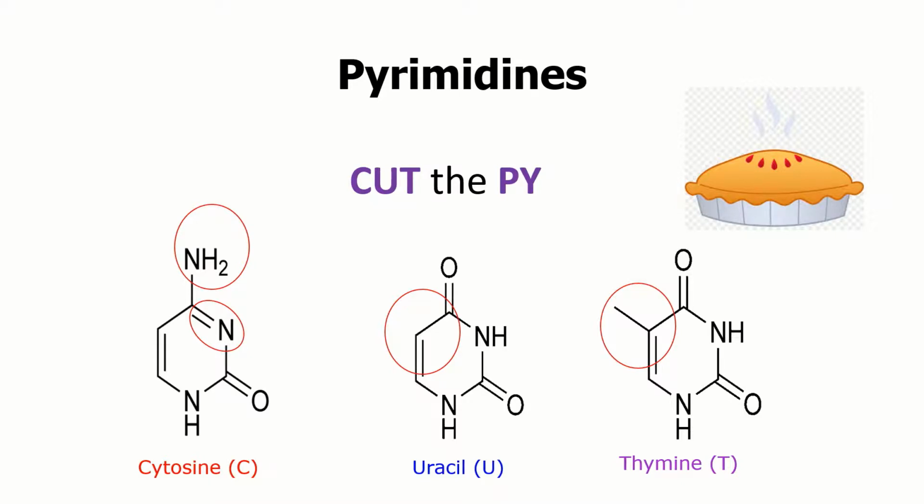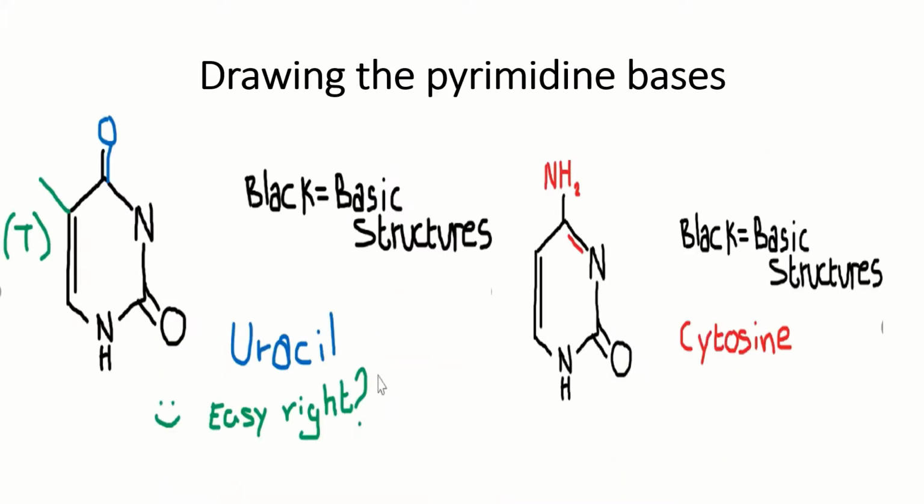So thymine and uracil are exactly the same, except thymine is a longer word compared to uracil, and using that you should remember that thymine has one extra methyl group, which is circled in red. So we can see that the basic structure is exactly the same in all three, and it's in black.